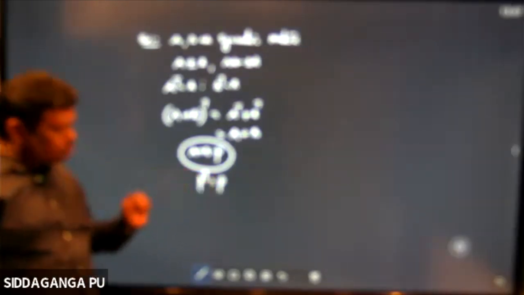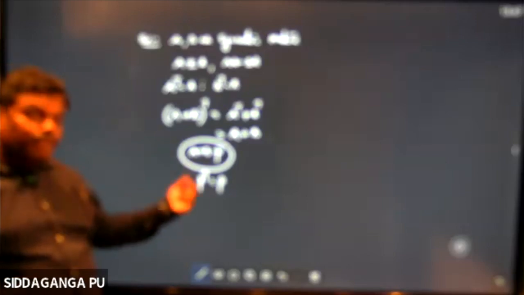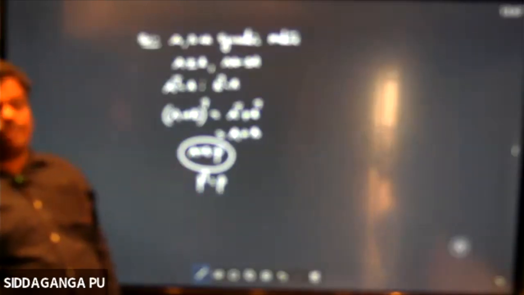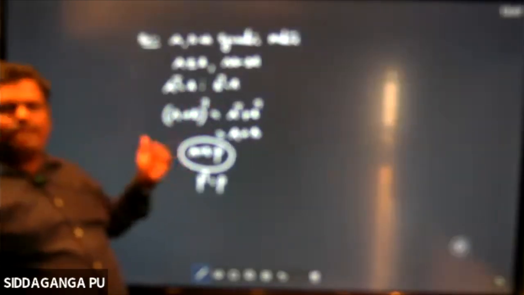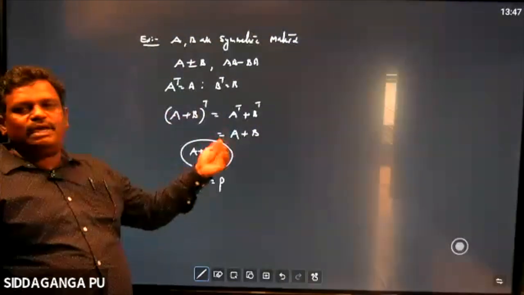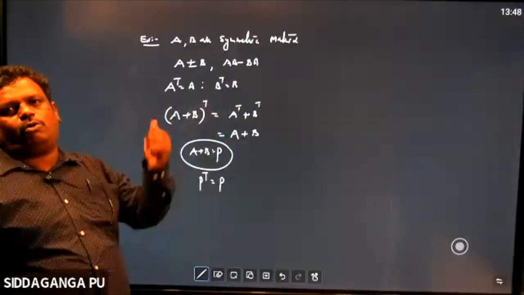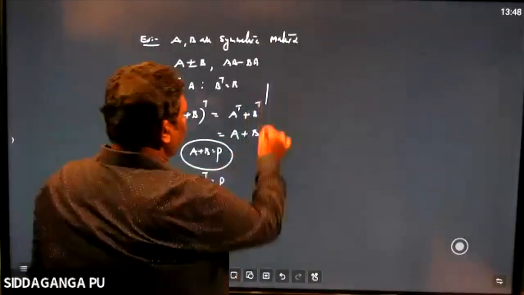Now, for your understanding, we consider A plus B equal to P. What have we done here? P transpose is equal to P. When the transpose of a matrix is equal to the same matrix, that matrix is called symmetric. P is nothing but A plus B, so A plus B is a symmetric matrix. Similarly, we can consider A minus B; we can apply the same property. Now we apply this to the question AB minus BA.